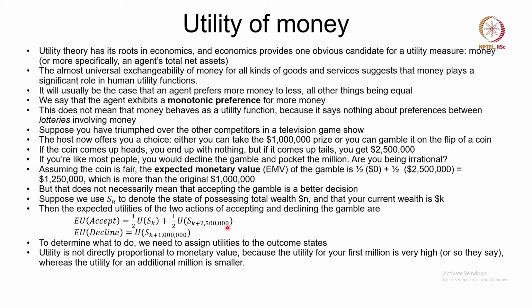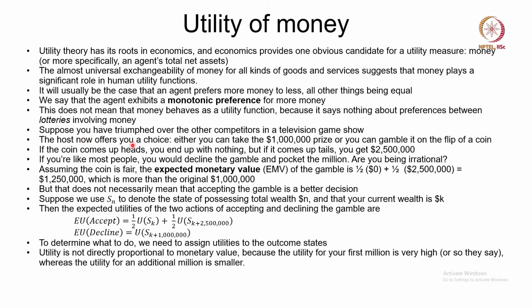So let us look at the utility of money. Economics actually provides a lot of information on utility theory. The agent exhibits a monotonic preference for more money. So we can say that if there is more money, it has higher utility, and if there is less money, it has less utility.